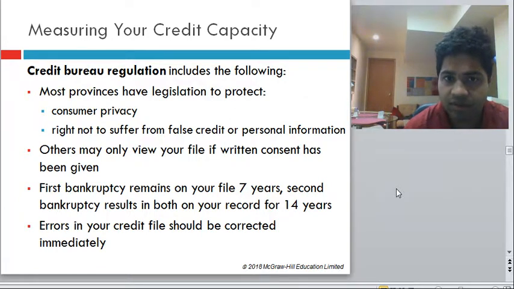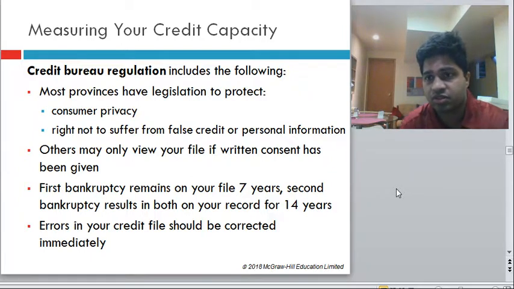So credit bureau regulation includes the following. Most provinces have legislation to protect consumer privacy. So apart from your financial information, your personal information, your character information cannot be shown in those reports. Right not to suffer from false credit: if there is any error in your credit history or in your credit report, you have a right to not suffer from it. If you have suffered, you can have legal provisions to undo it. Others may only view your file if written consent has been given.